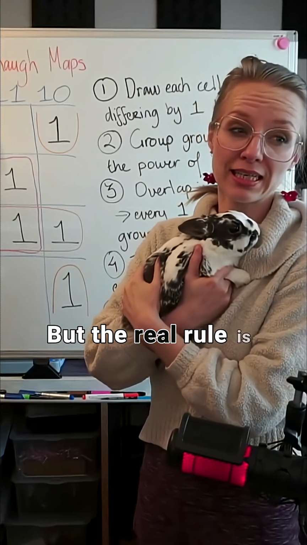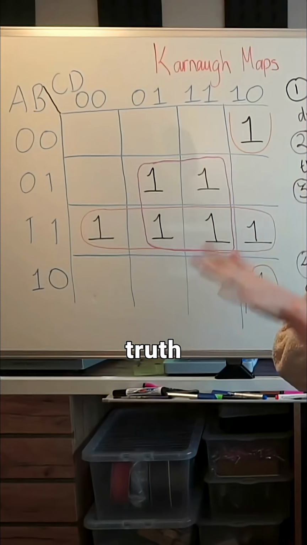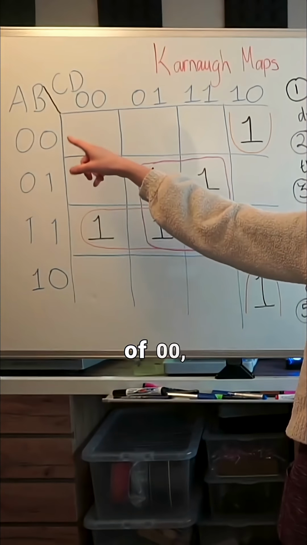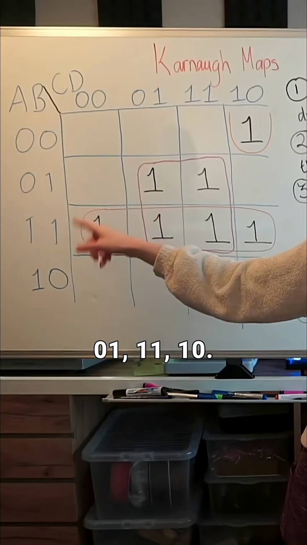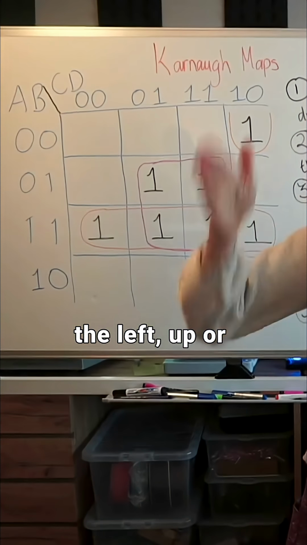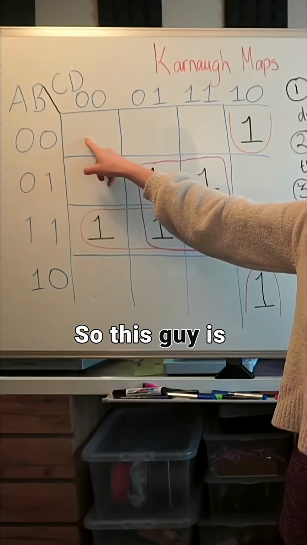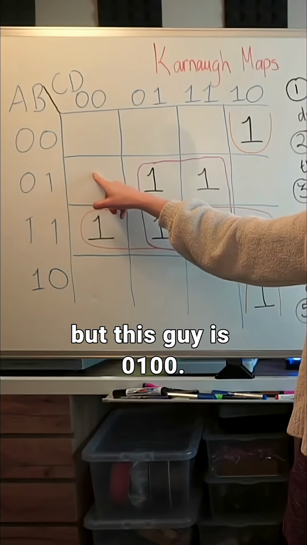But the real rule is that when we draw our grid, we don't draw it in the order of the truth table. We write it in the order of 00, 01, 11, 10. That's because each neighboring cell, i.e. the cell on the right, the left, up or down, can only differ by 1 bit. So this guy is 0000, but this guy is 0100.